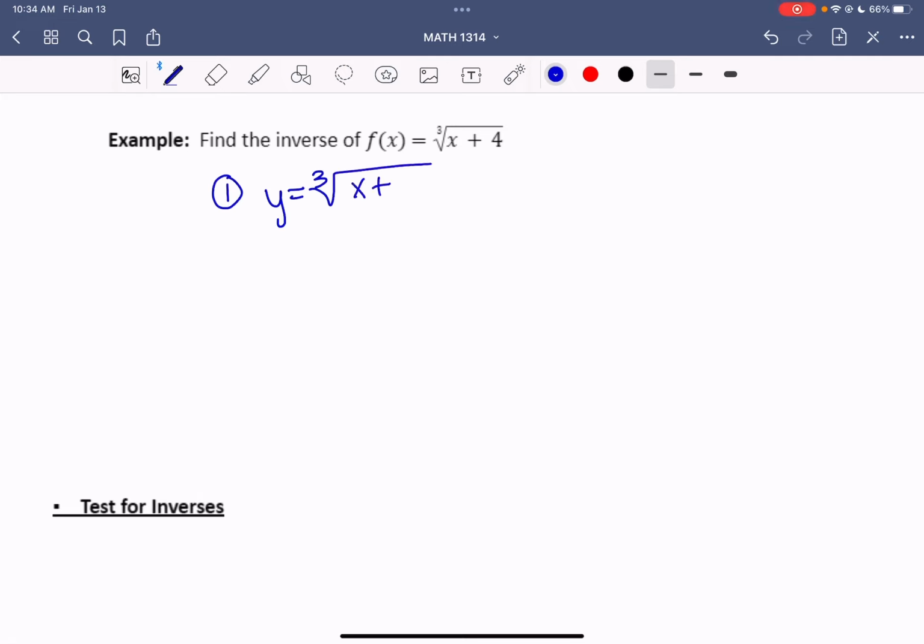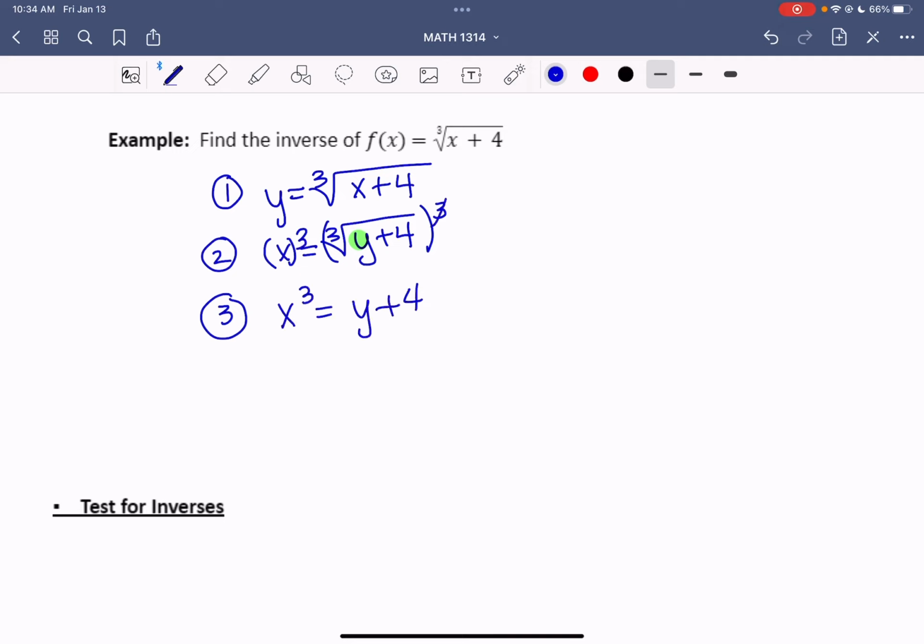Step number 1, rewrite with y. Don't change anything else, rewrite with y. Step number 2, switch x and y. So I just rewrite the problem with my x's and y's in each other's spots. Step number 3, solve for your new y. And so I'm going to say, okay, well, to get rid of that cubic root, I'm going to have to cube both sides.